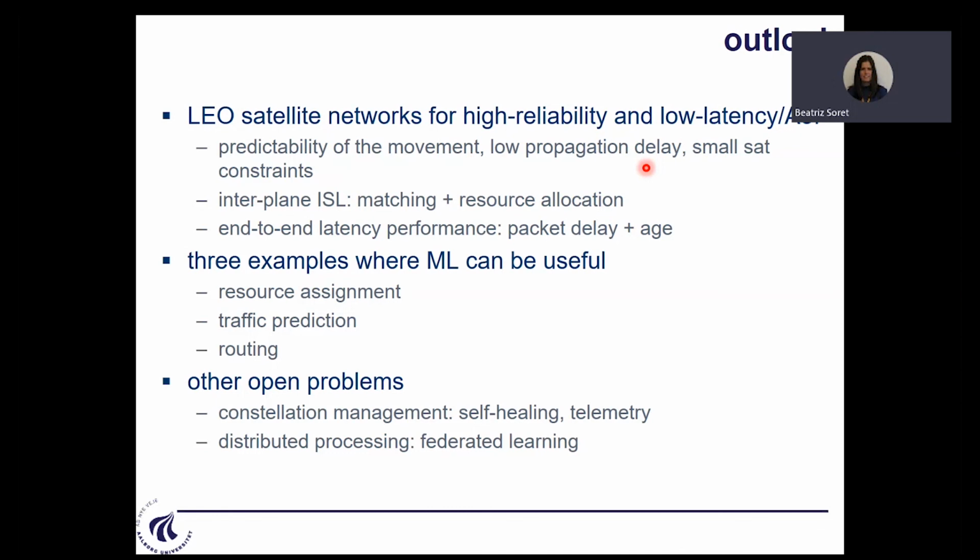So moving towards more autonomous satellites, that's going to be very important to have these networks running. And also in distributed processing, maybe federated learning can play a role here. And with this, I finished my presentation. Thank you.